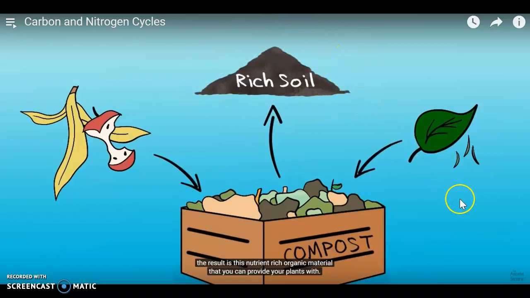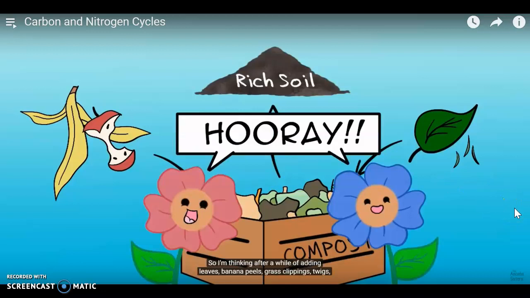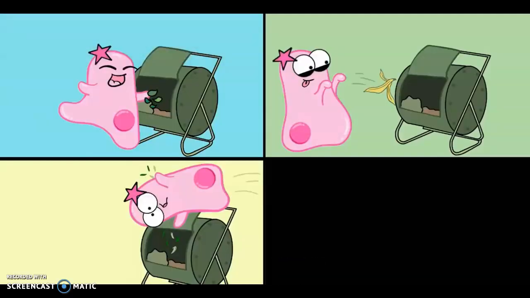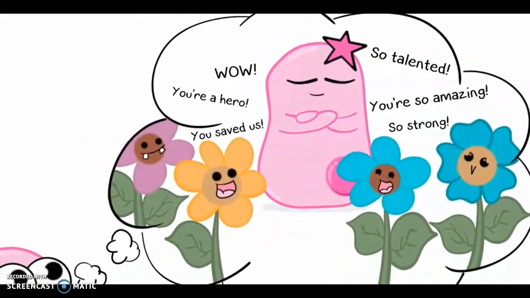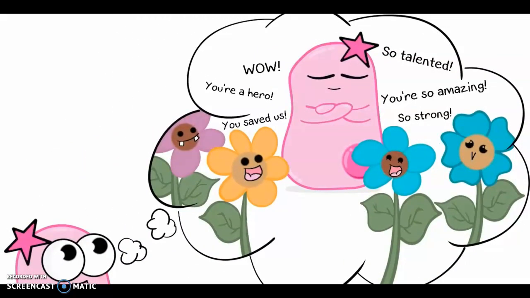So when you hear that things are biodegradable, that means that the earth can break it down. So these banana peels and apple cores and stuff like that can be broken down to create nutrient rich soil. It does take some time and it does take some skill, but nonetheless, it can be done. So I'm thinking after a while of adding leaves, banana peels, grass clippings, twigs, overripe fruit. I could keep going. After all these items break down and decompose, I'm hoping to get some nutrient rich material for my plants. So why am I even talking about this?